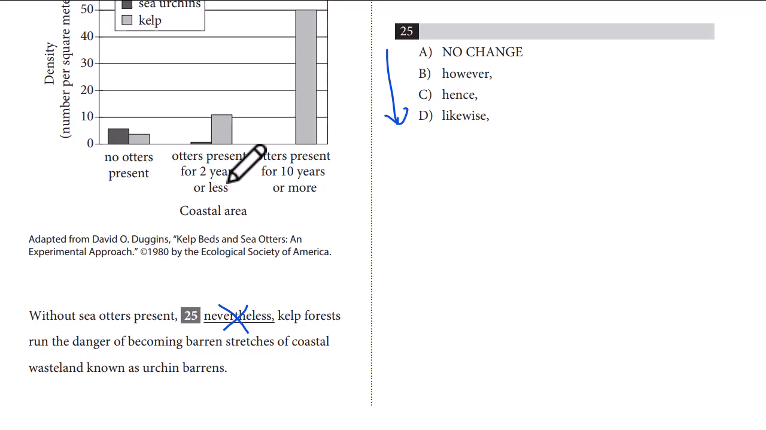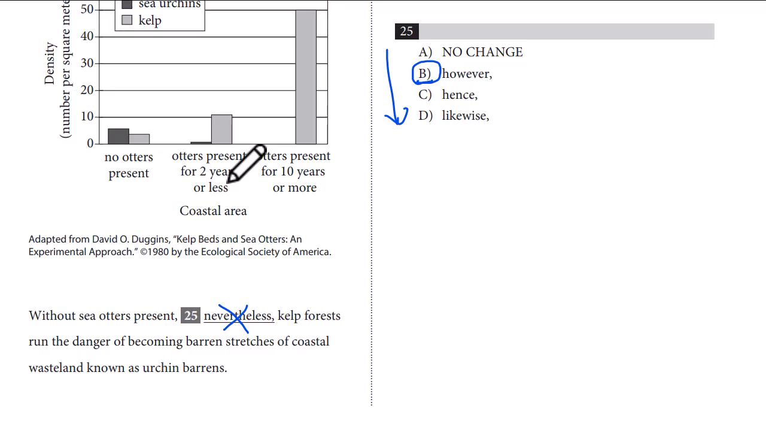However, without the sea otters present, however, kelp forests run the danger of becoming barren stretches. That's the right contrasting transition. Nevertheless and however are not necessarily the same. Keep that in mind. Contrasting transitions, you'll see a lot of them, sometimes two contrasting transitions. That doesn't automatically mean they're wrong.